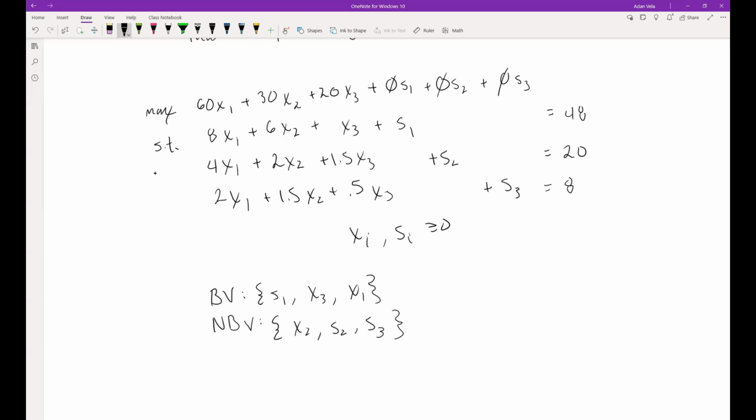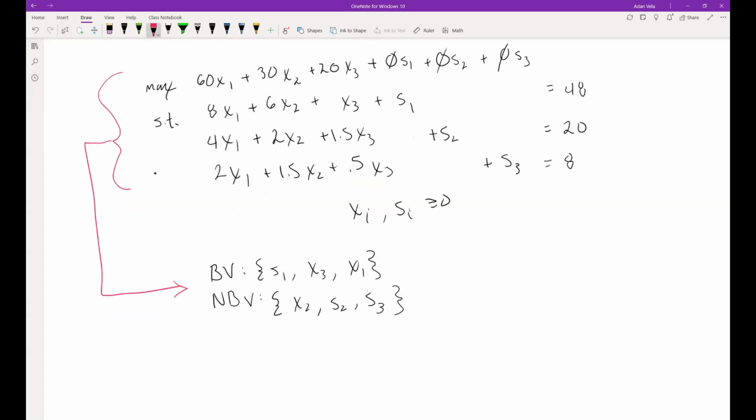All right. So with this in mind, we can rewrite this problem in terms of what is a basic variable and what is a non-basic variable. What I mean by that is we're going to define a vector xbv, where inside that vector, we have all our basic variables.